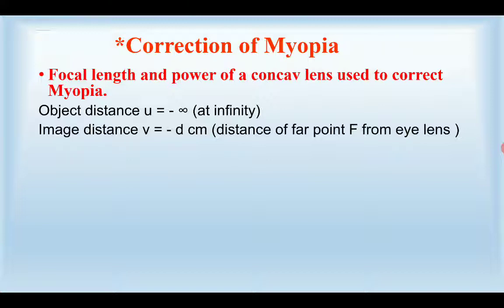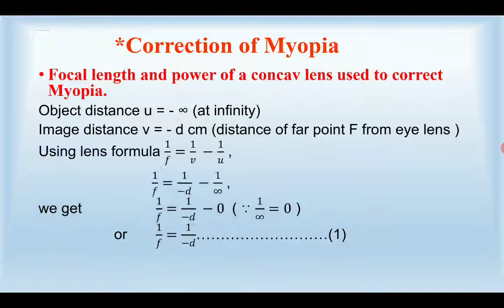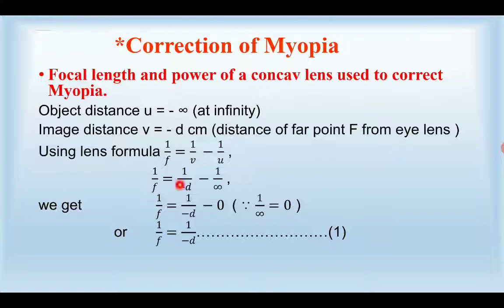Now let us apply the lens formula. The lens formula is 1 upon f equals 1 upon v minus 1 upon u. Let us substitute the values of v and u over here. So 1 upon f equals 1 upon minus d minus 1 upon infinity. Solving this, we know that 1 upon infinity is equal to 0 and 1 upon f comes out to be 1 upon minus d. So this is what we are getting.